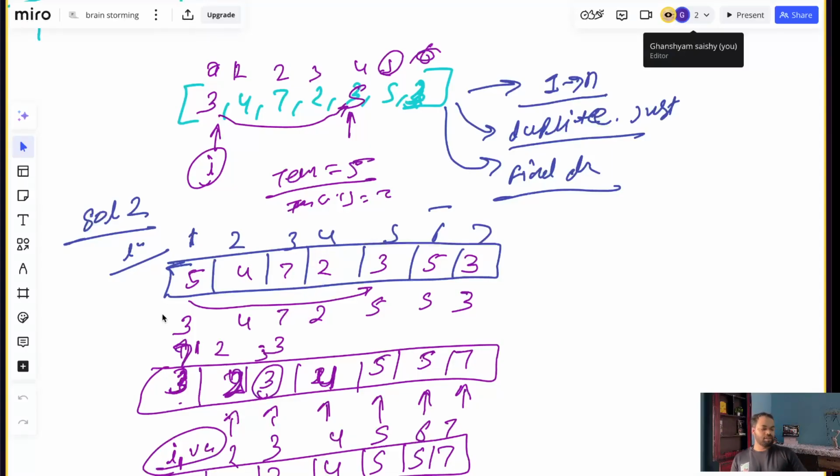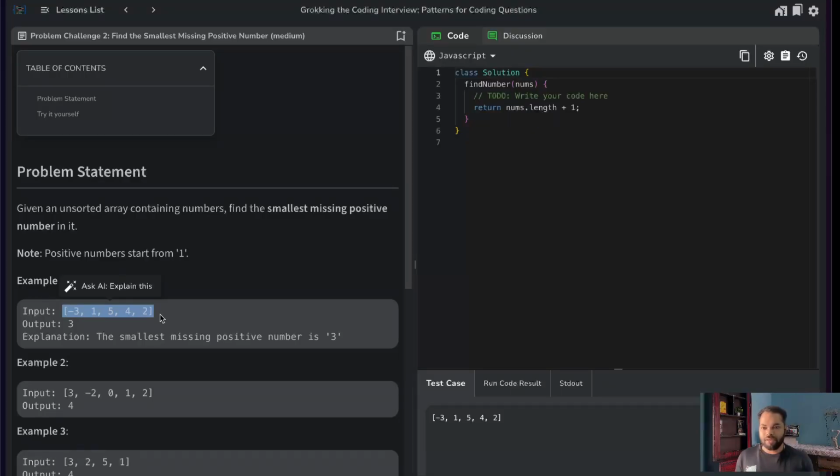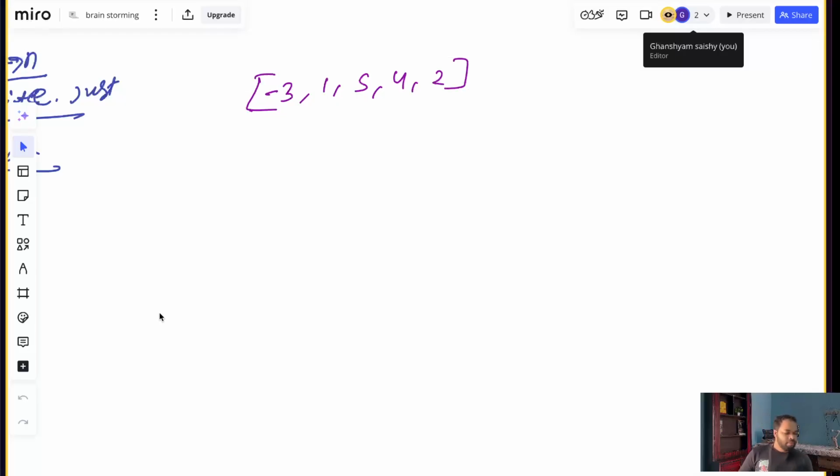Okay, let's go to this example. If you see here, we have -3, 1, 5, 4, 2. If you look into it, you will think we should just sort them. After sorting, look into it. If there is a missing number, then you are done. Okay, sort first, solution one, right?